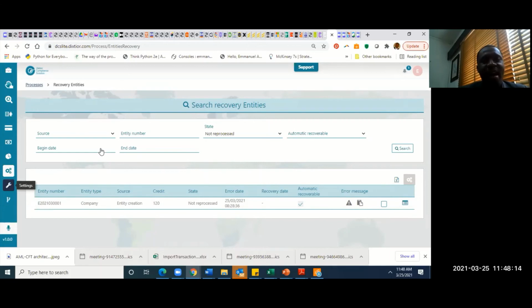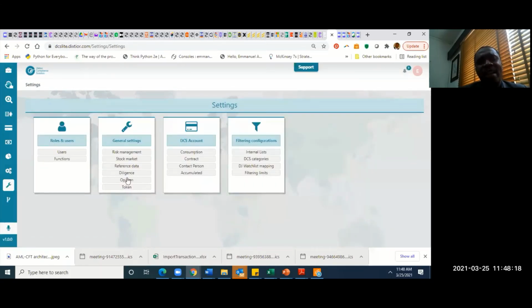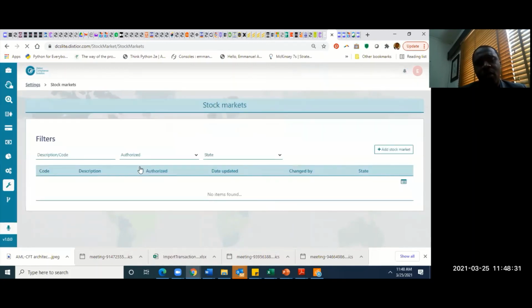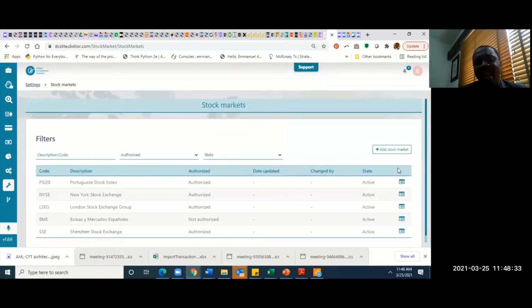You can go ahead and set up your own reference data, basically your stock market parameters, depending on the particular entity. If the entity is being traded on the stock market, because risk ratings are also determined based on whatever stock market the particular entity is actually trading on.